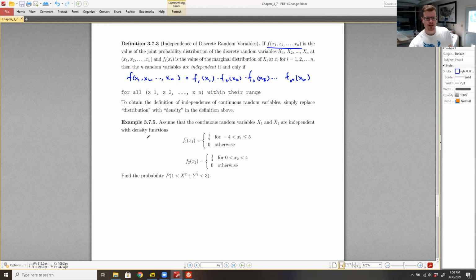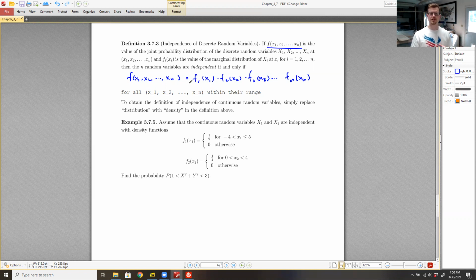So to obtain the definition of independence for continuous random variables, what's convenient is that in the definition we just gave, we just replace distribution with density. Distribution versus density, discrete versus continuous, that's it. Of course, in either case, we only want to consider the values of the random variables that they can actually take on, and that makes sense.